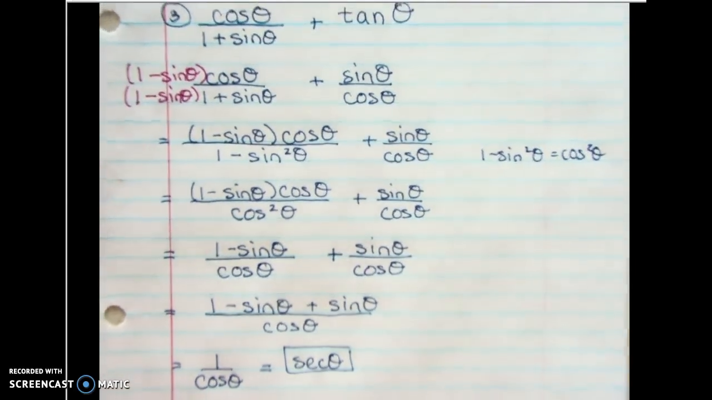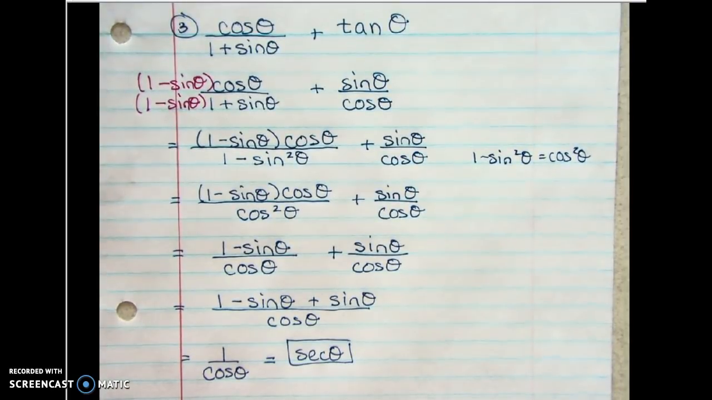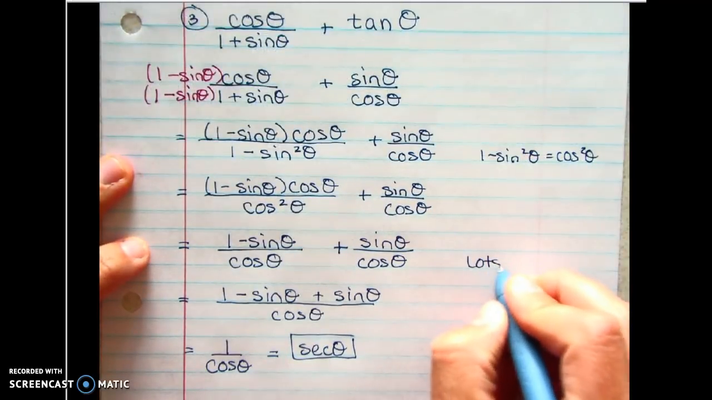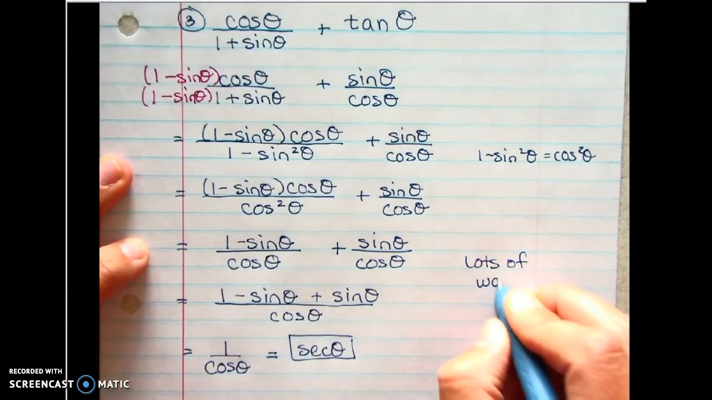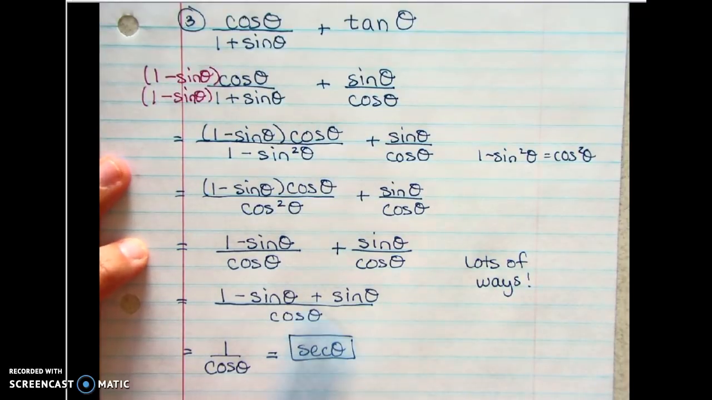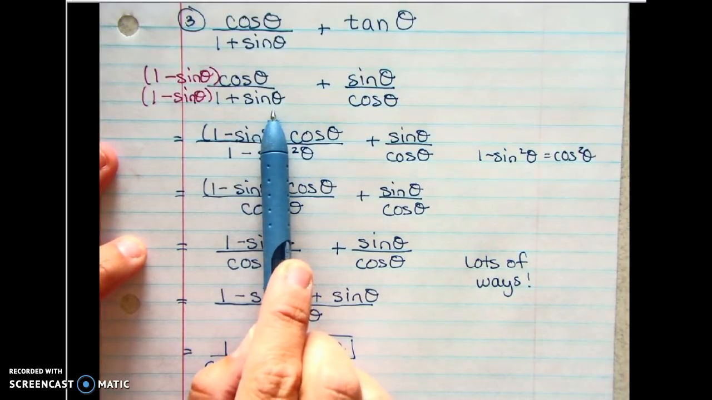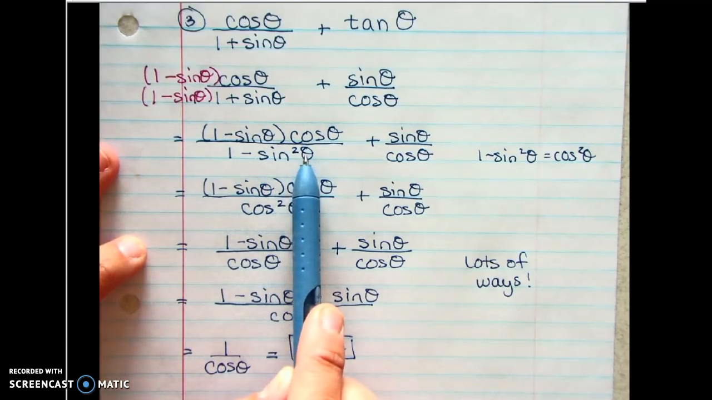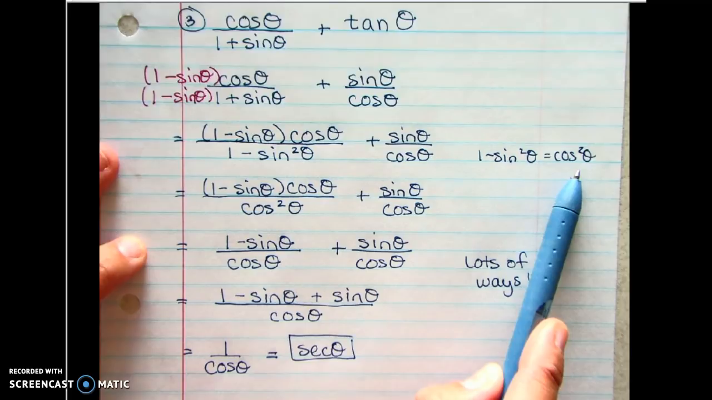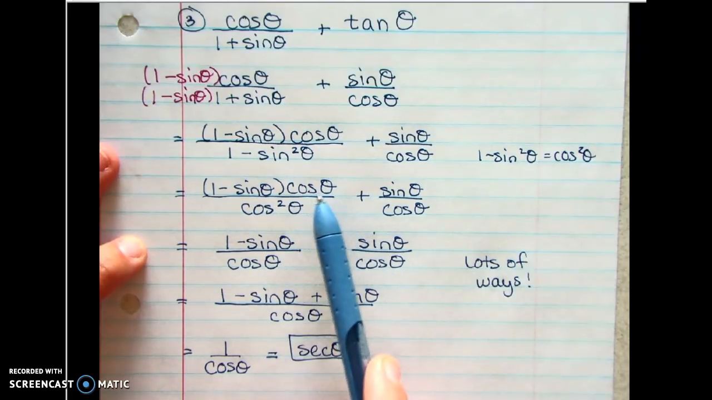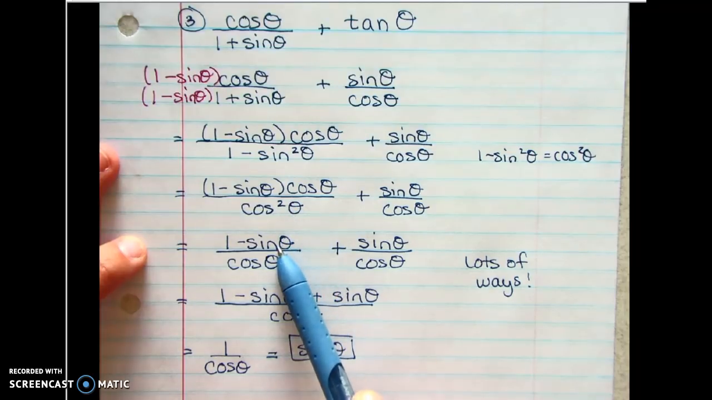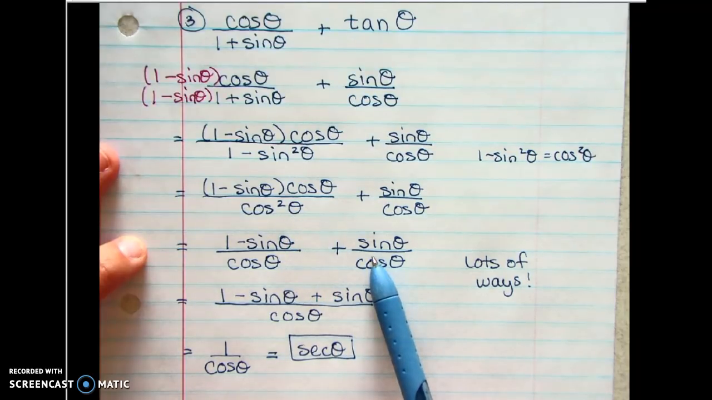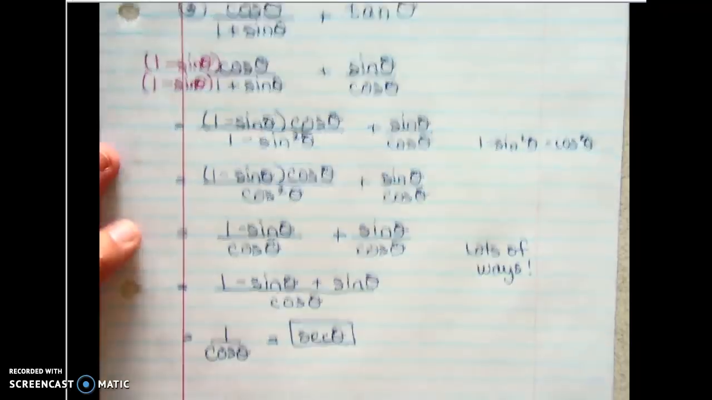Is there an easier way to do that or a shorter way? Maybe. There's lots of ways. How did I know to do this? I saw 1 plus sine, and I know I can multiply it by the conjugate to get 1 minus sine squared, and 1 minus sine squared is cosine squared. So to me, the cosine squared then cancels with the cosine on the top, leaving just 1 cosine, which matches this denominator. All right, we're going to try and fit in one more.